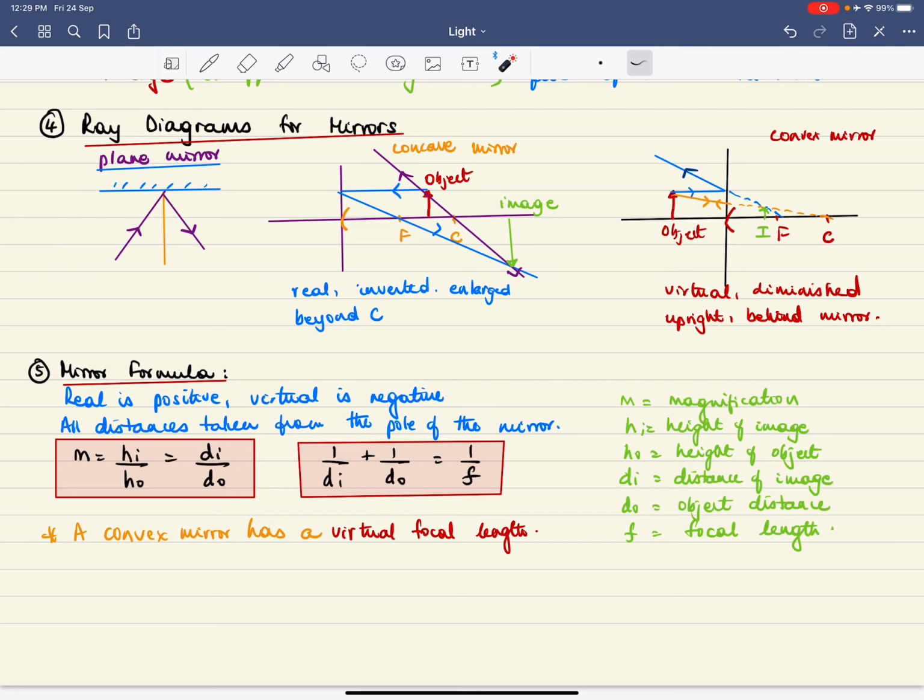Okay, so M equals HI over HO equals DI over DO. M is magnification, HI is height of image, HO is height of object, DI is distance of image from the mirror, DO is distance of object from the mirror, and then you've got 1/DI + 1/DO = 1/F.